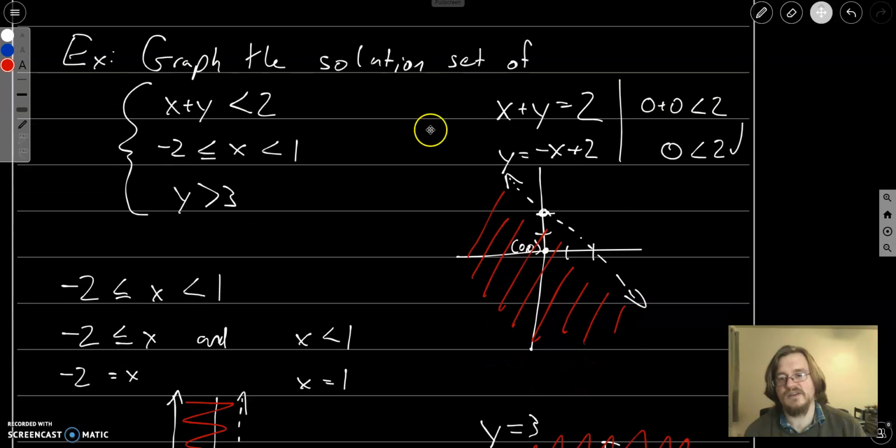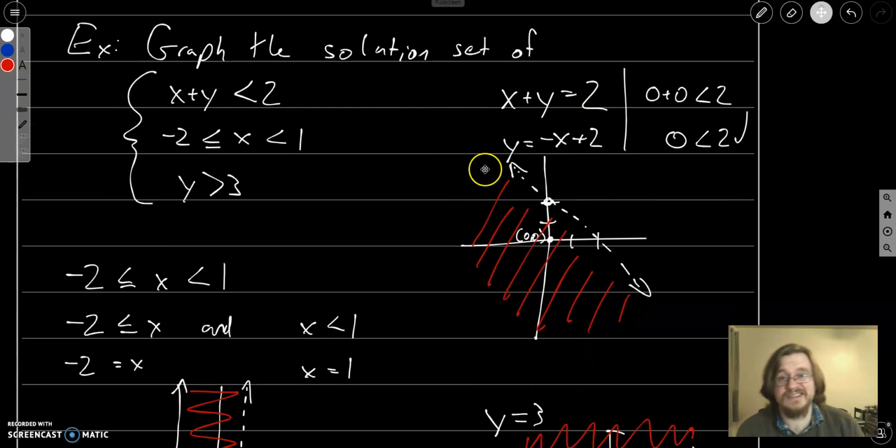And there you have it. We've finished graphing inequalities.